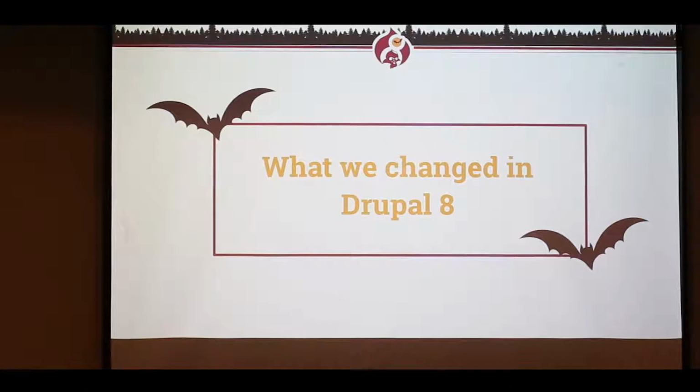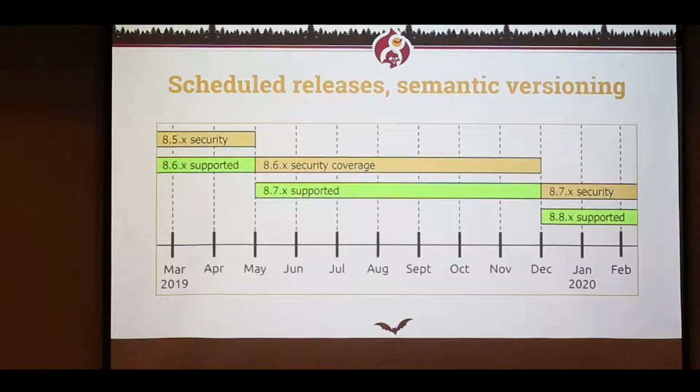So first, let's take a look at what we changed in Drupal 8. One of the most important changes we made in Drupal 8 is that we actually schedule our releases now. Amazing, right? We follow semantic versioning to add new features without breaking backwards compatibility. See, back in the day, Drupal was ready when it was ready, with no new features available until an entire major release was ready to ship.